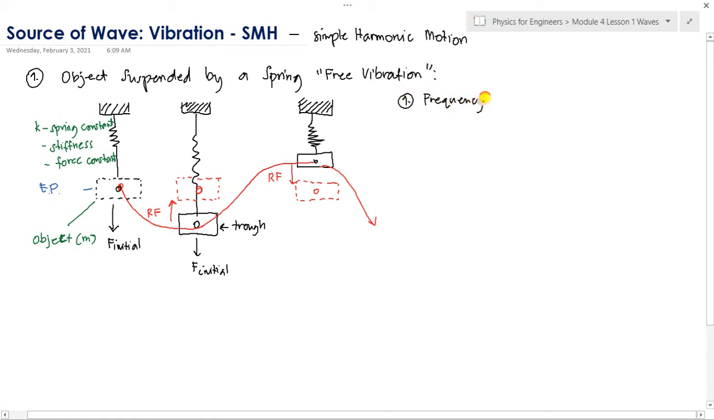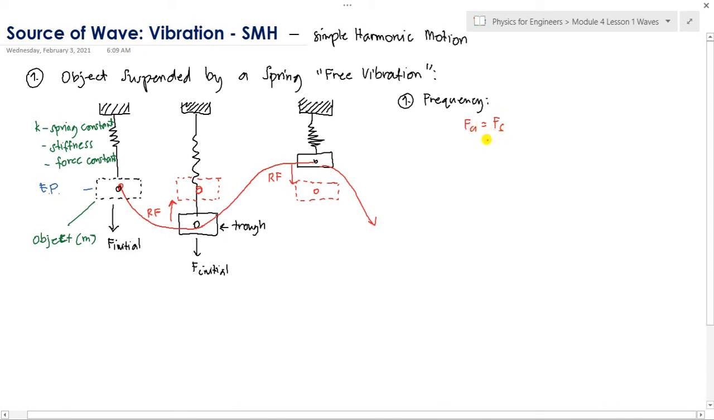How are we going to solve for the frequency of a simple harmonic motion for a spring given the parameters, that is the spring constant and the mass of the object? By a summation of forces, since this is in vertical motion, we know that the accelerating force, that is FA, is just equal to the spring force.